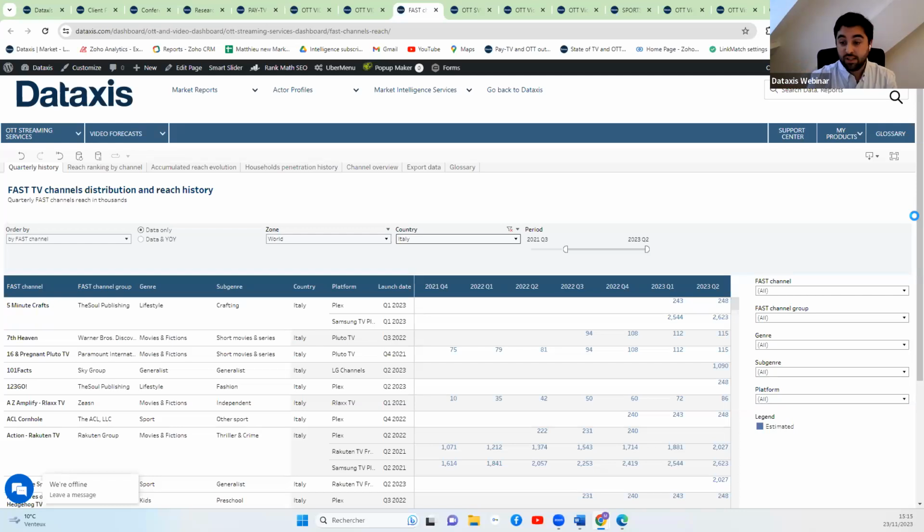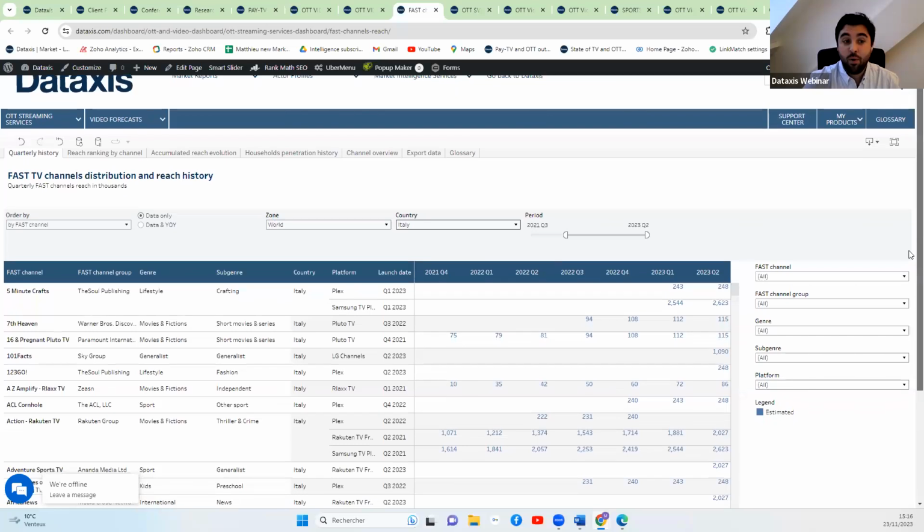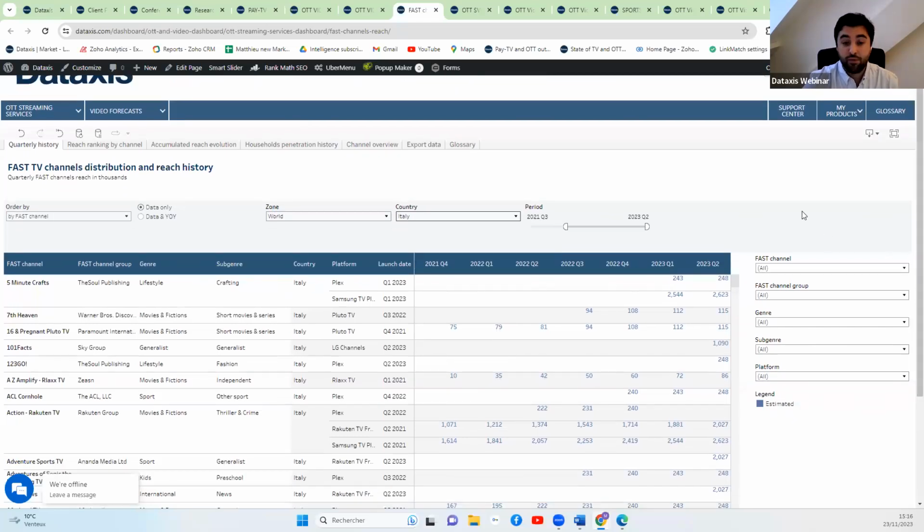In the example that you see on the screen, I've filtered for you Italy. And at Dataxis Market Research, we track every FAST channel by platform and by country, since the launch date and the reach of the channel. So it gives you also a good view on the attractiveness of the FAST by market and for the platforms. So this is one more way to generate more views, to keep the subscribers, keep the viewers, and keep going on the good way, if I can say it like that.